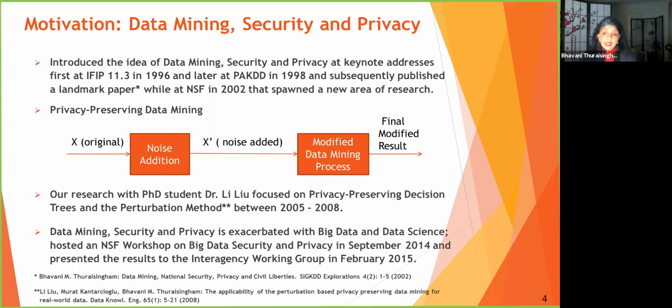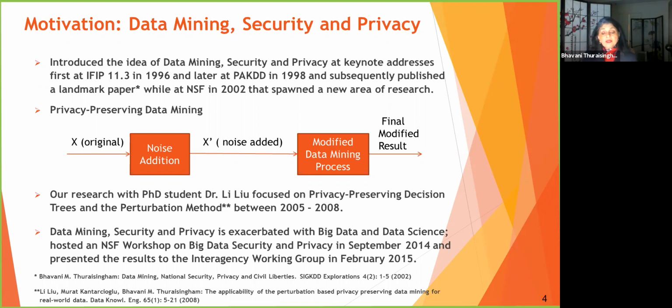And later, at Pacific Asia Knowledge Discovery Conference in 1998 in Melbourne, Australia, I presented this idea again, and subsequently I published a landmark paper. I call it landmark because I was a program director at the National Science Foundation, and that was back in 2002. And so when you're a program director, of course, when you publish a paper, it gets lots of citations, and it sort of spawned a new area of research.